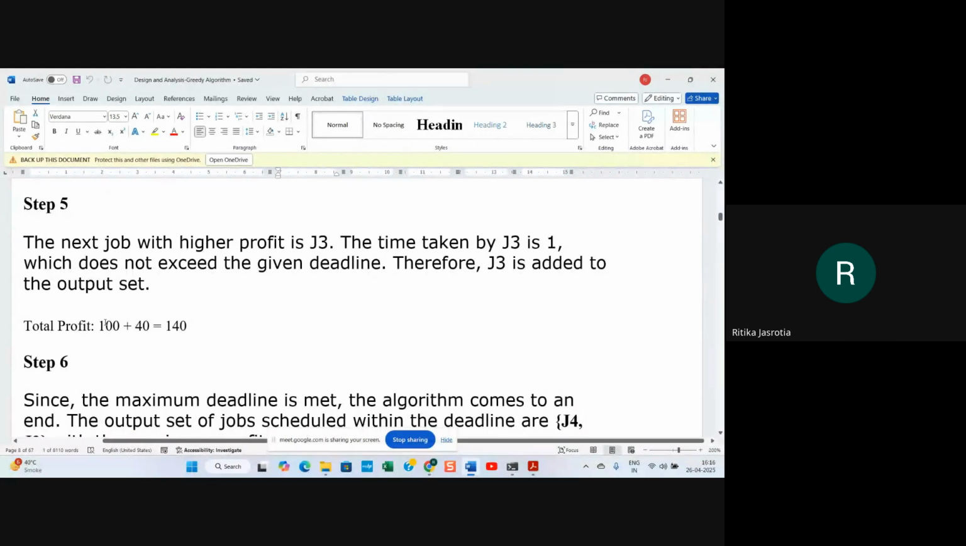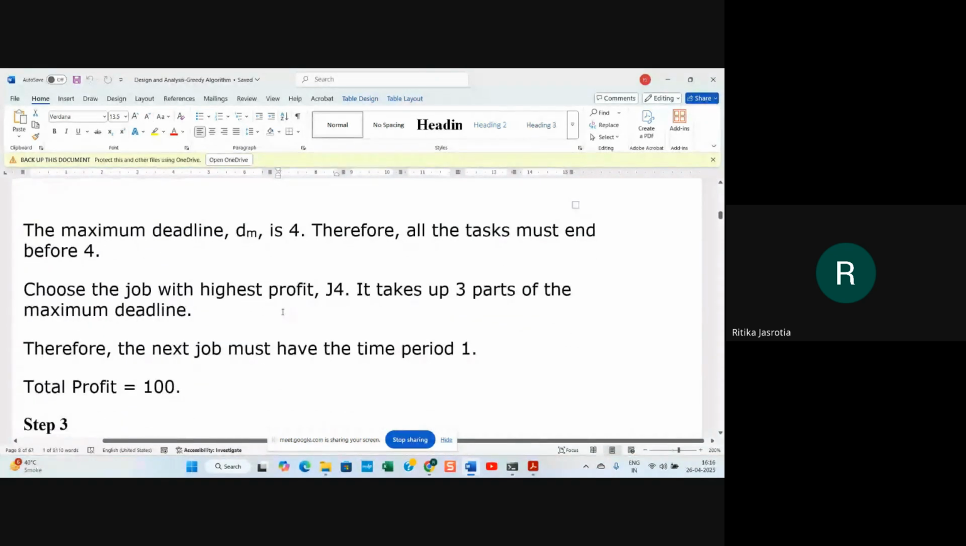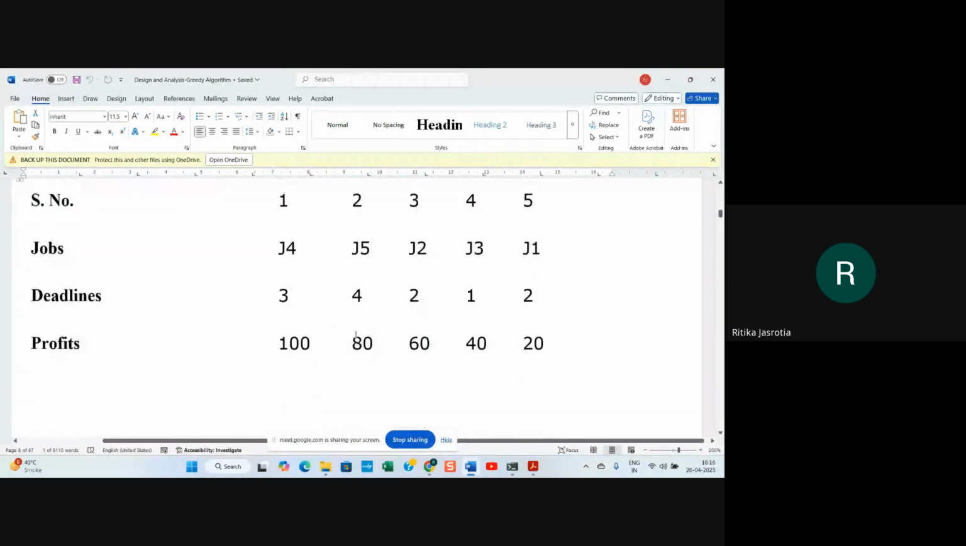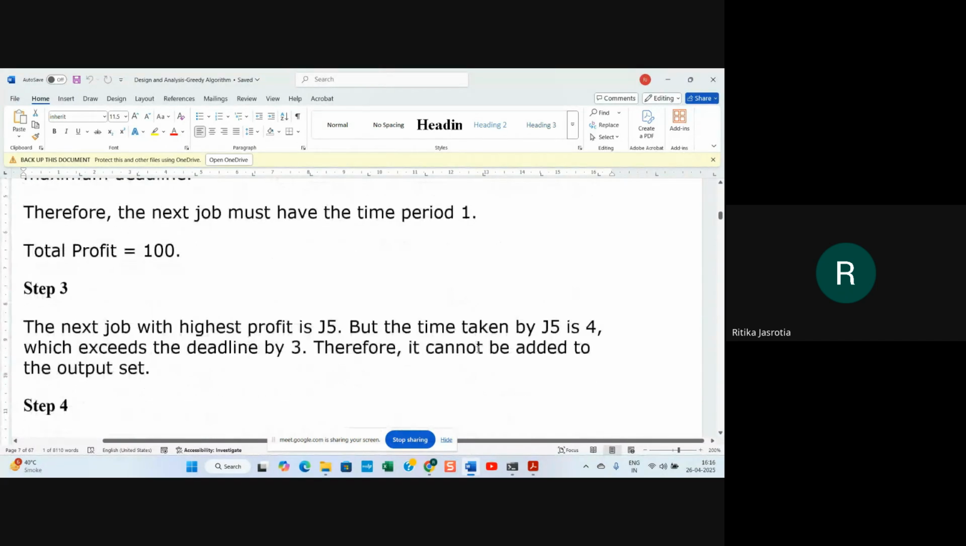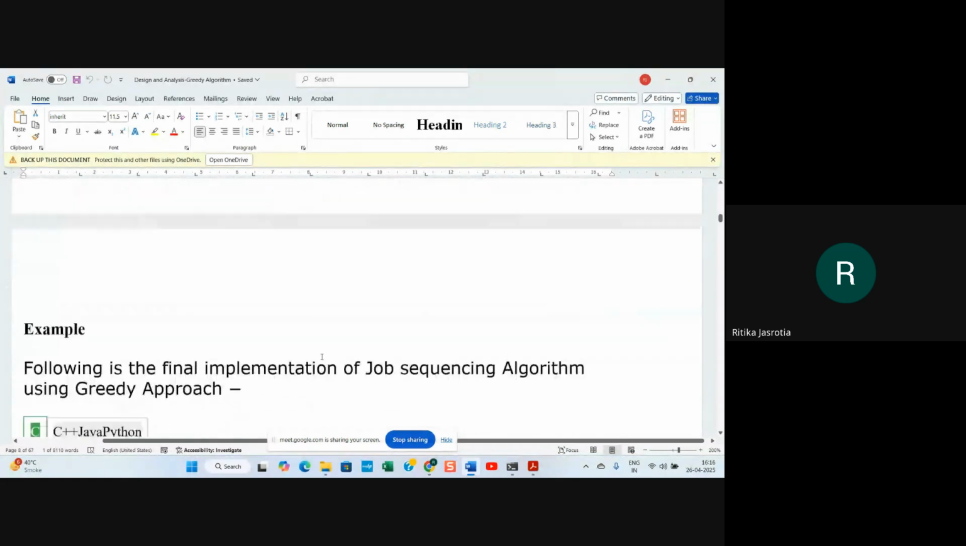Therefore, J3 is added to the output set. So two jobs are selected: J4 and J3. The profit of J4 is 100 and the profit of J3 is 40, so it comes out to be 140. Now, since the maximum deadline, 4, is met, the algorithm comes to an end. The output set of job schedule within the deadline is J4, J3 with a maximum profit of 140. This is how you have to find out.